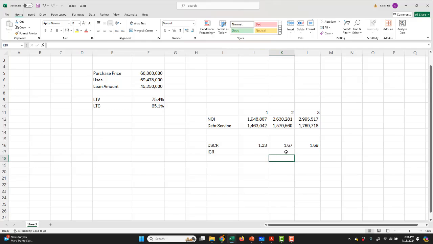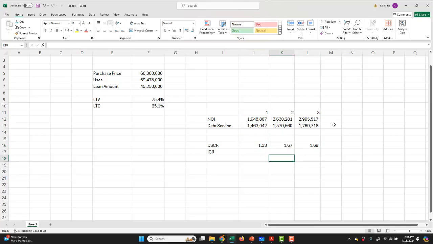Okay, so we can see here that the DSCR is increasing over time because it looks like they're projecting rents are going to go up over these 3 years. And again, this is pro forma. This is not necessarily going to happen, but this is what their financial projections are assuming. So you can see that the DSCR is increasing.